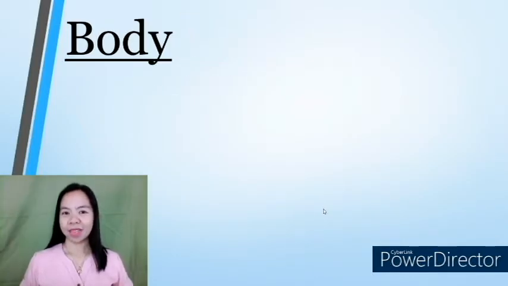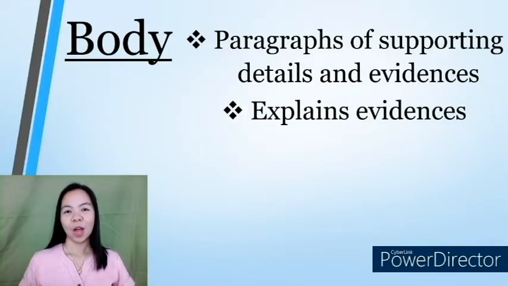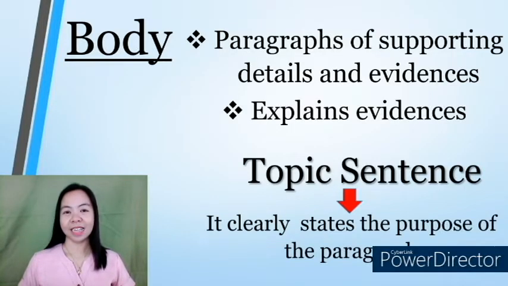Next is the body. It contains paragraphs of supporting details and evidences from articles, statistics, and studies. Also, it explains why evidences are worthwhile. Each body paragraph should have a topic sentence at the beginning. A topic sentence clearly states the purpose of the paragraph.